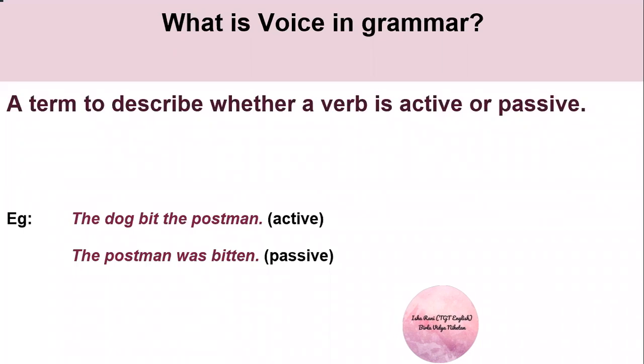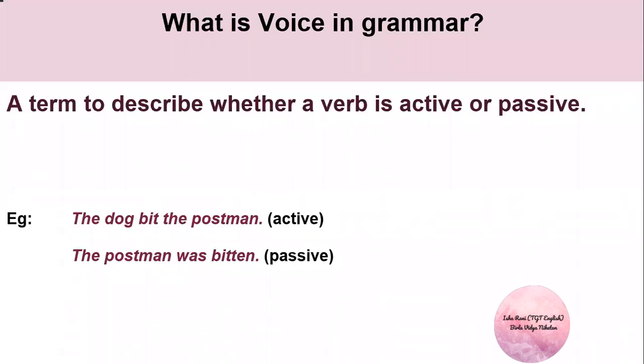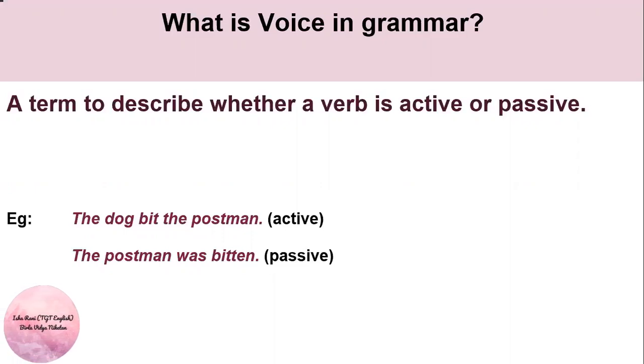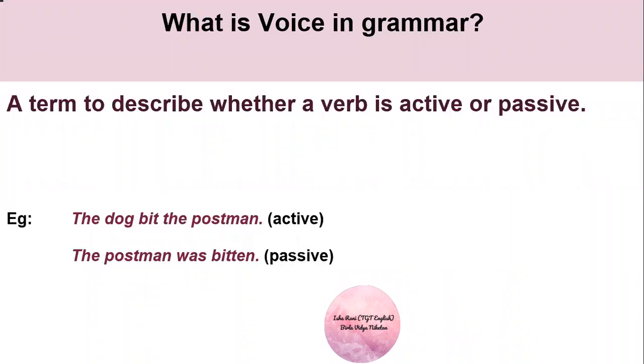Children, what's voice in grammar? It's nothing but the term used to describe whether a verb is active or passive. In other words, when the subject of the verb is doing the action of the verb, for example, the dog bit the postman, the verb is said to be in the active voice. When the subject of the verb is being acted upon, for example, the postman was bitten, the verb is said to be in the passive voice. So, the voice of verb tells us whether the subject is acting or being acted upon.